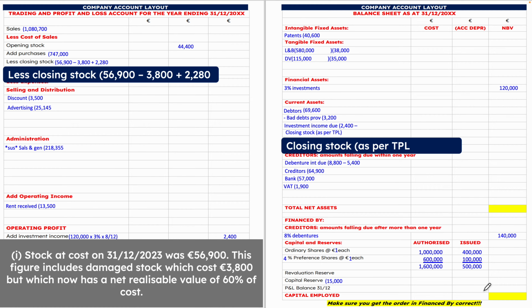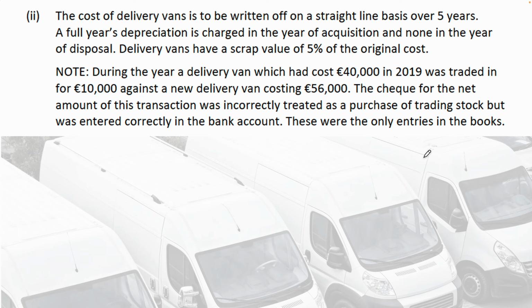You also have to put closing stock into the current assets, and you can just write there as per TPL, because if you have the incorrect figure up here in the TPL and you write it down here, you will get your marks based on your own incorrect figure. So just write in the brackets as per TPL, and then whatever your figure is, you'll just transfer that over.